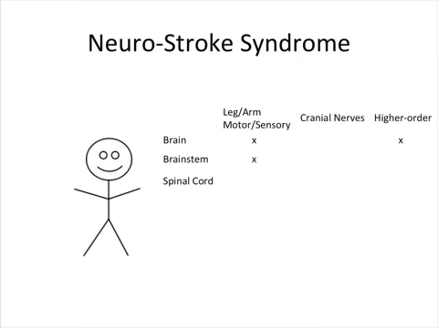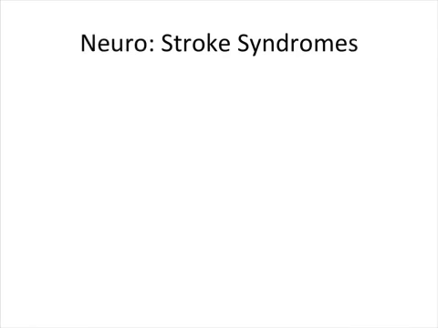Meanwhile, the brainstem also has the leg, arm, gross motor, gross sensory, sort of long track signs, but it also has cranial nerve issues, but no higher order stuff. And then last but not least, spinal cord is all gross motor, gross sensory, long track signs, and no cranial nerves or higher order stuff.